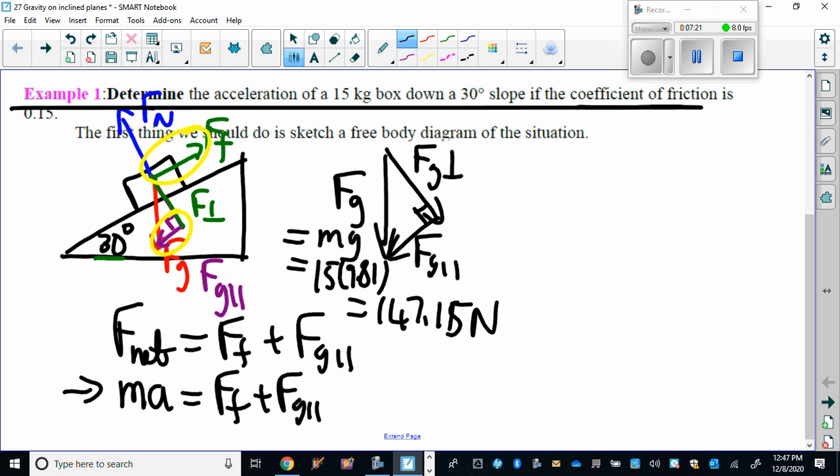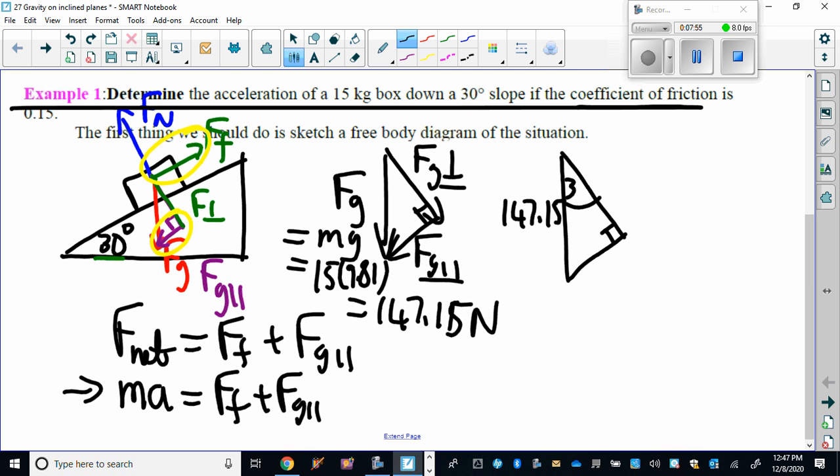All right, so to find the force of gravity parallel and the force of gravity perpendicular, we're going to need something else. We have a right angle triangle. Let's do this separately over here. We know the length of this side is 147.15. We need either the length of one of the other sides, or one of the other angles. And we have one. You just probably don't know it yet. And that is this angle.